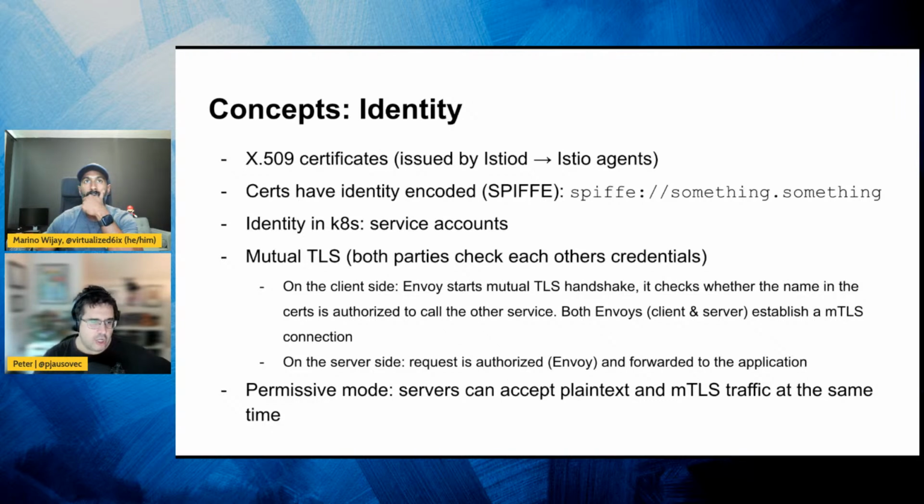The other thing to call out here, and I'm pretty sure this will come up in the certification because it's one of the interesting features in Istio when talking about security, is the permissive mode. Permissive mode pertains to mutual TLS, and it's a special mode where the Envoy proxies, the servers, can accept both plain text and mutual TLS traffic at the same time, right?